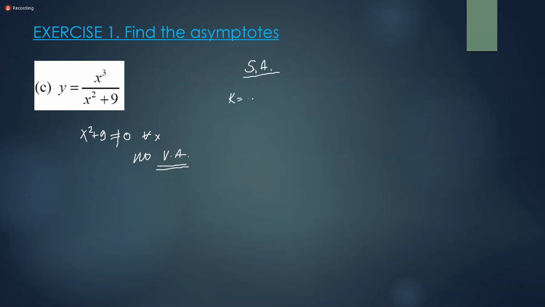k is the limit when x tends to infinity of the function divided by x. x cubed over x squared plus 9, divided by x, means, remember, multiplied by the reciprocal. So now again, we can divide out x cubed, so we have 1. And here, please note, you do not divide out x cubed from this and from x. You divide out x cubed from the product.